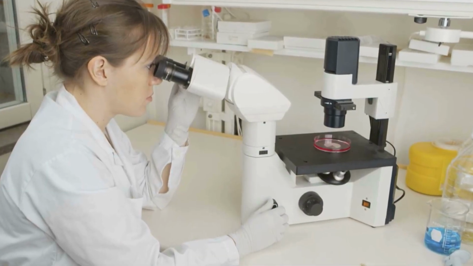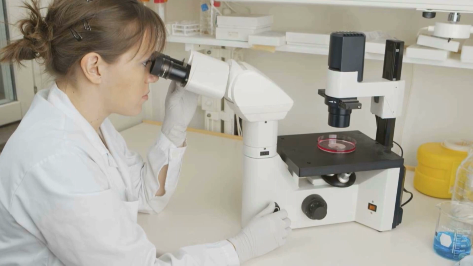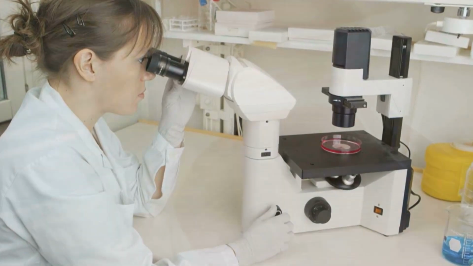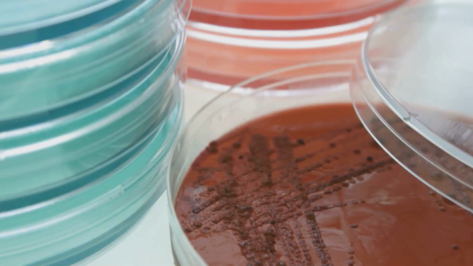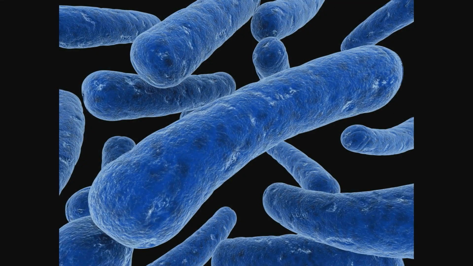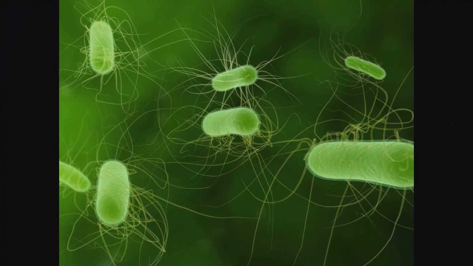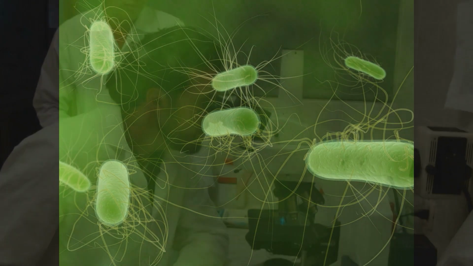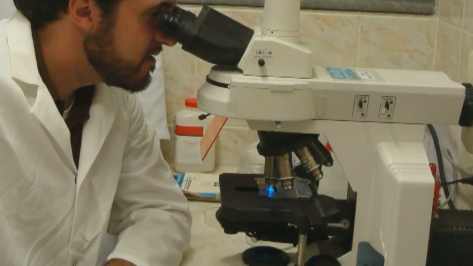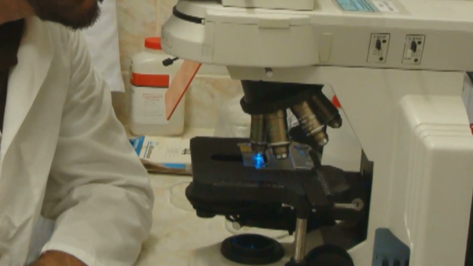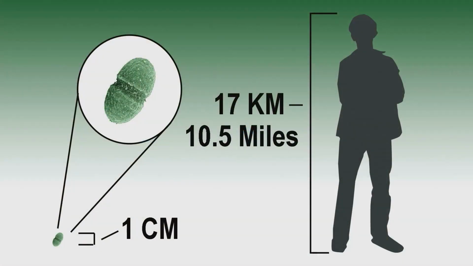Biological contaminants are the third category of contaminants. This includes microorganisms. Although there are many different types of microorganisms, like bacteria, fungus, yeasts, parasites, and viruses, we will call all of them microbes. Microbes are living organisms that are so small that they can only be seen through a microscope. Consider that if a microbe was 1 centimeter long, then an average man would be 17 kilometers tall, 10.5 miles.